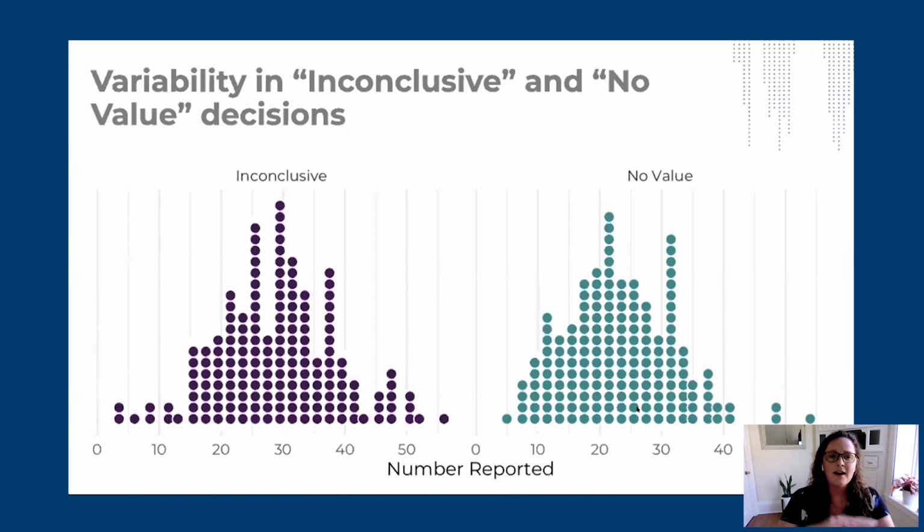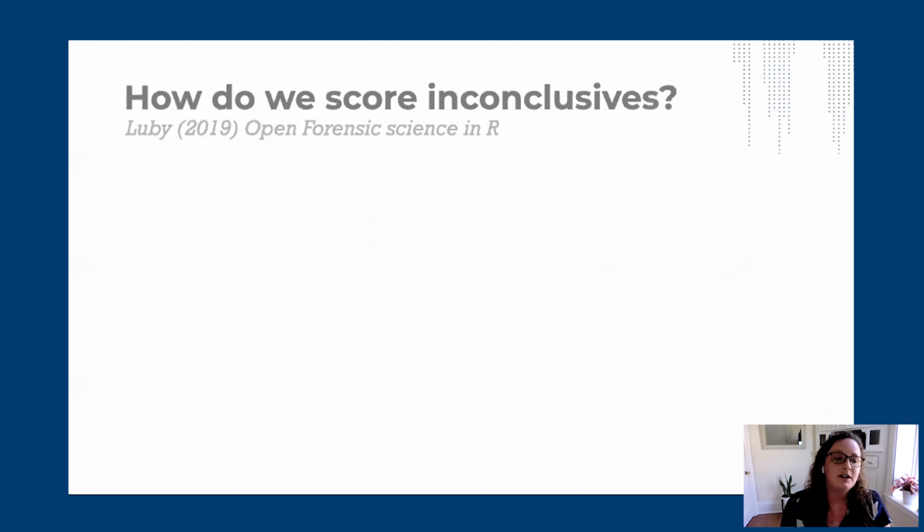And so again, this is where it comes in that we know that examiners saw different subsets of fingerprints in this study. And so it's really hard to make a direct comparison here on the number of inconclusives or the number of no values that different examiners were reporting, because we can't directly compare them because they all saw different subsets of prints. And so this kind of brought me to thinking about how could we score these inconclusives in order to include these responses into an item response theory model.